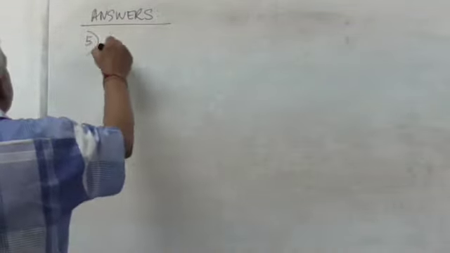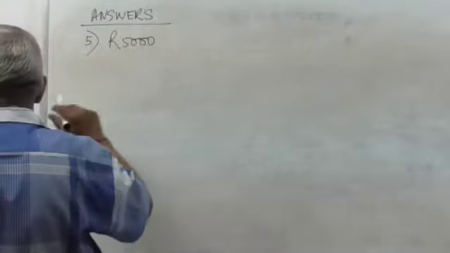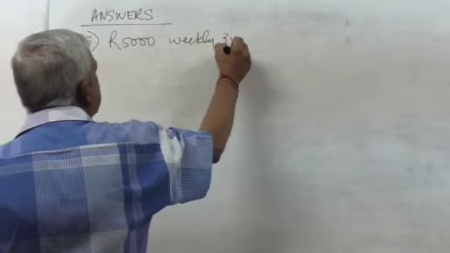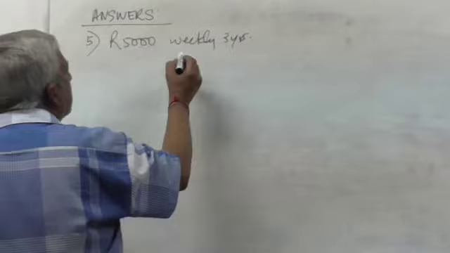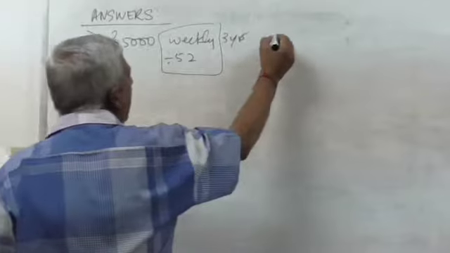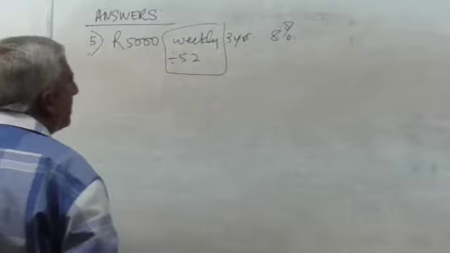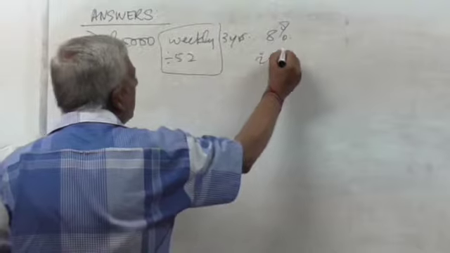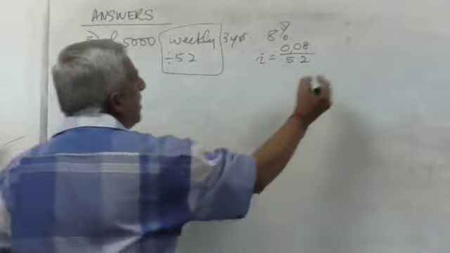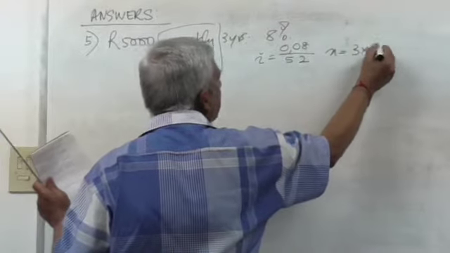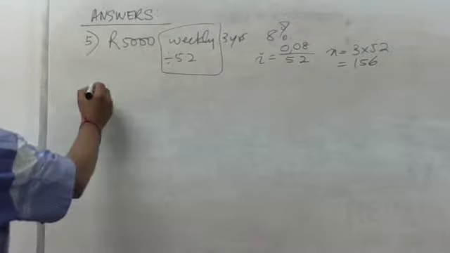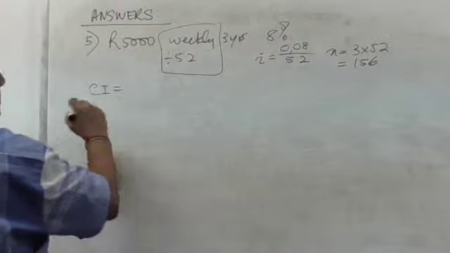Now in number 5, the capital is still 5,000 rand, and it is now weekly, and it's still 3 years. So weekly means divide by 52, and the interest is still 8%. So the I will be 0,08 divided by 52. The N will be 3 times 52, which is equal to 156.